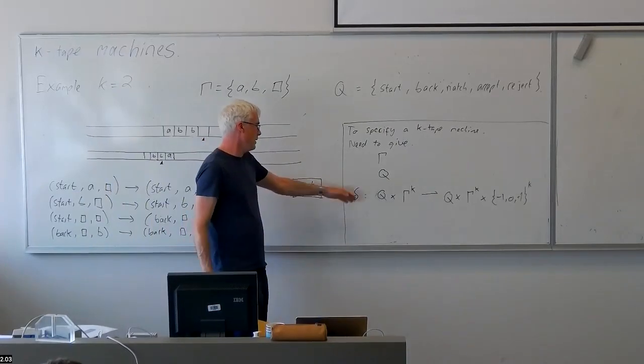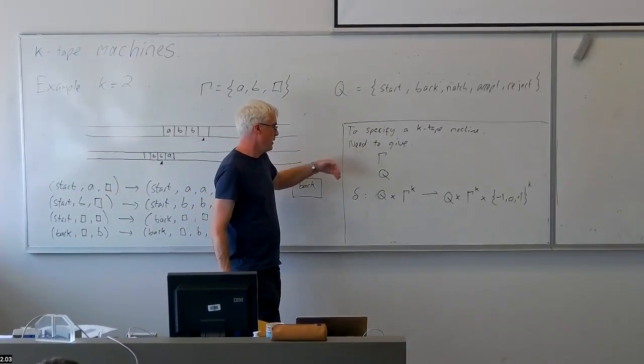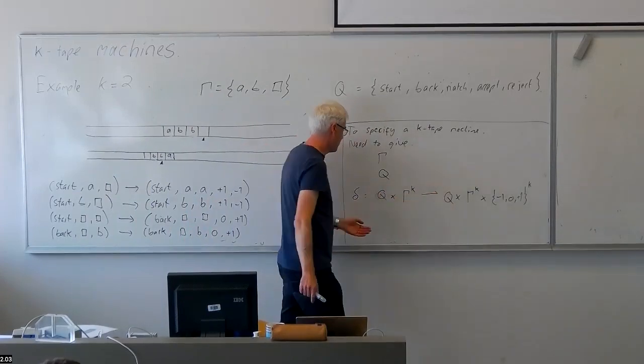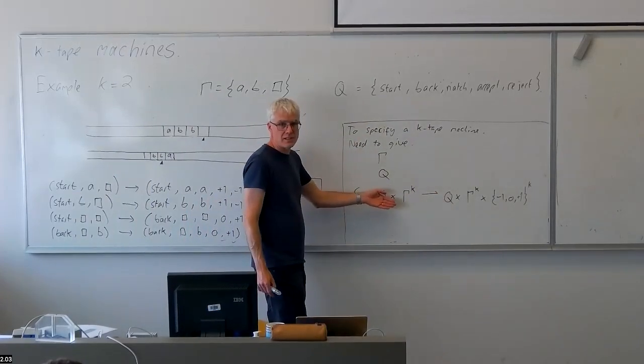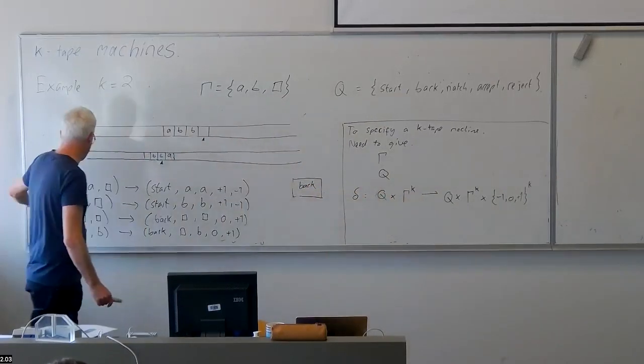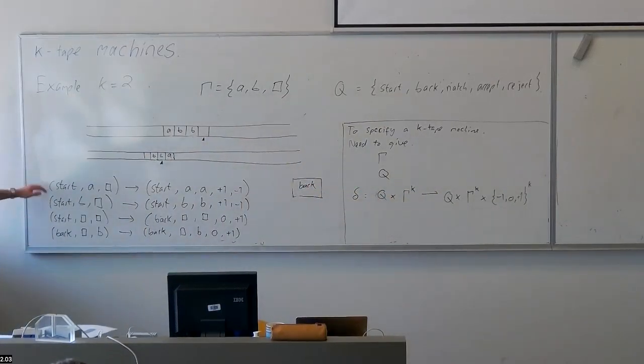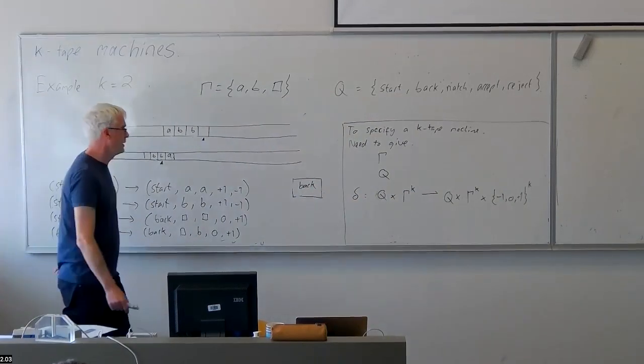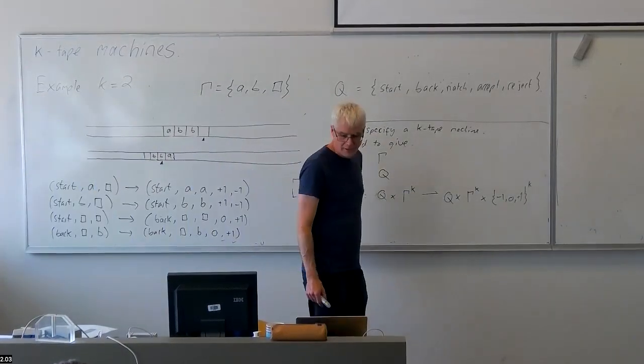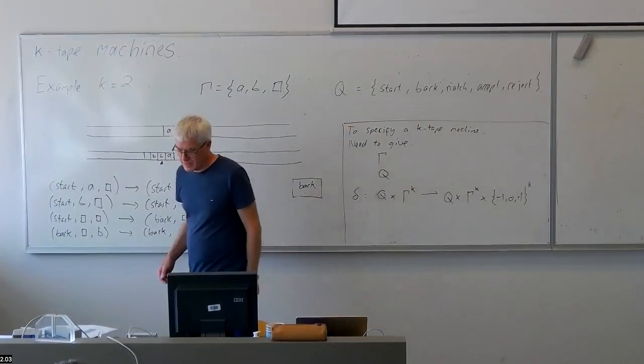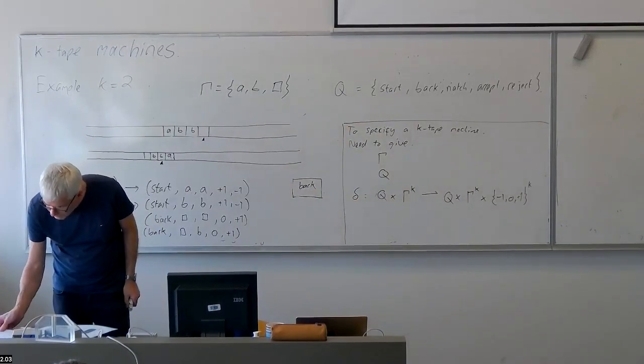And once again, these are all finite sets, so any such function is specified by a finite amount of information, which you can view as a finite list of instructions like this. Okay, and that's everything we need to specify a k-tape machine.